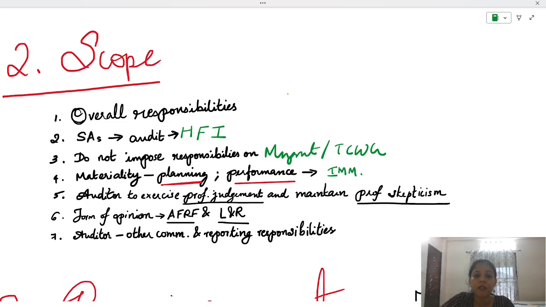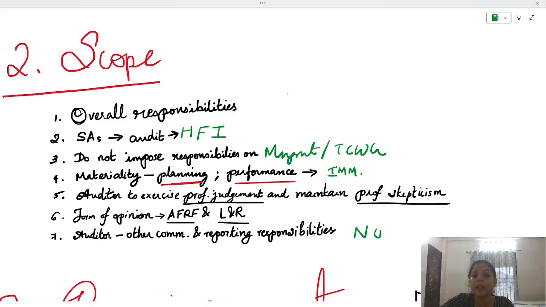Similarly, law and regulation. So as per Companies Act, they have given correct. So the form of opinion depends upon these. The auditor to communicate other communication and reporting responsibilities. Auditor has other communication and reporting responsibilities.